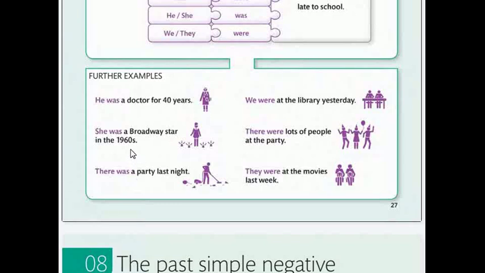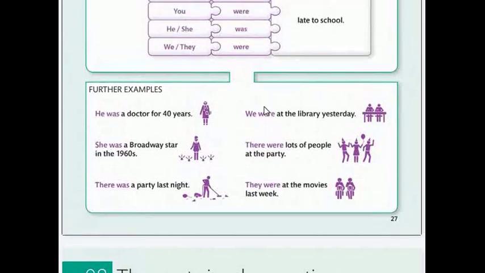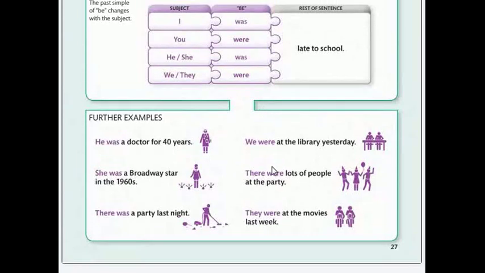She was a Broadway star in the 1960s. There was a party last night. We were at the library yesterday. There were lots of people at the party. They were at the movies last week.